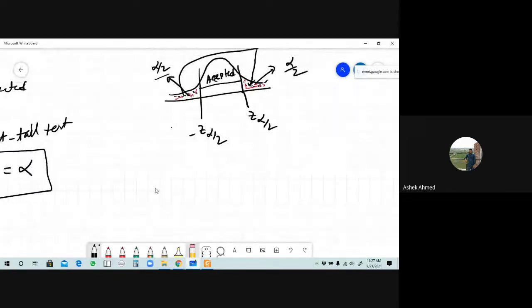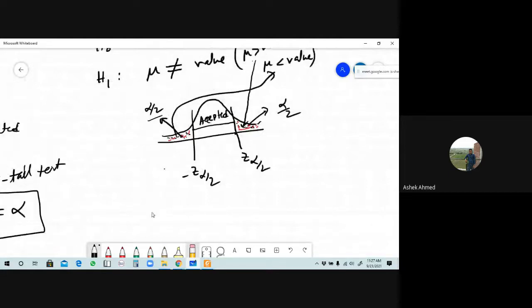Notice that it is already given that this region is alpha by 2 and this region is alpha by 2. So tell me, the area of the accepted region will be what? 1 minus alpha by 2 plus alpha by 2, that is 1 minus alpha, right? So for finding the accepted region, this test will be called the two tail test.